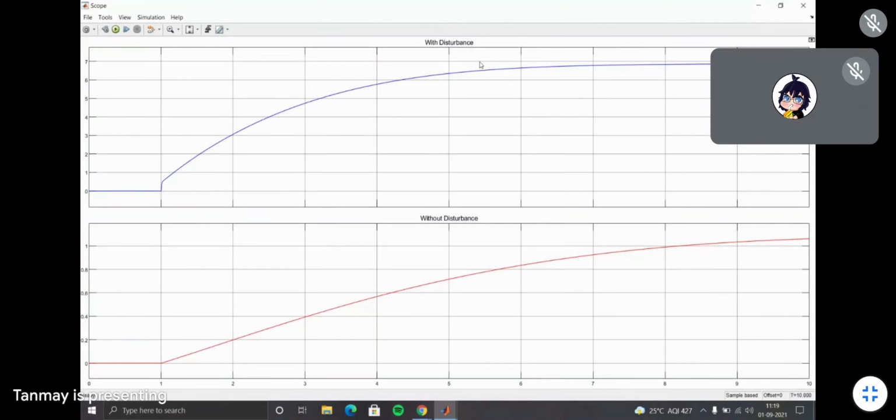You won't be able to see the full graph. Here we can see that it takes more than 10 seconds to settle down. So you won't see the full graph. That is why I did 30 seconds.